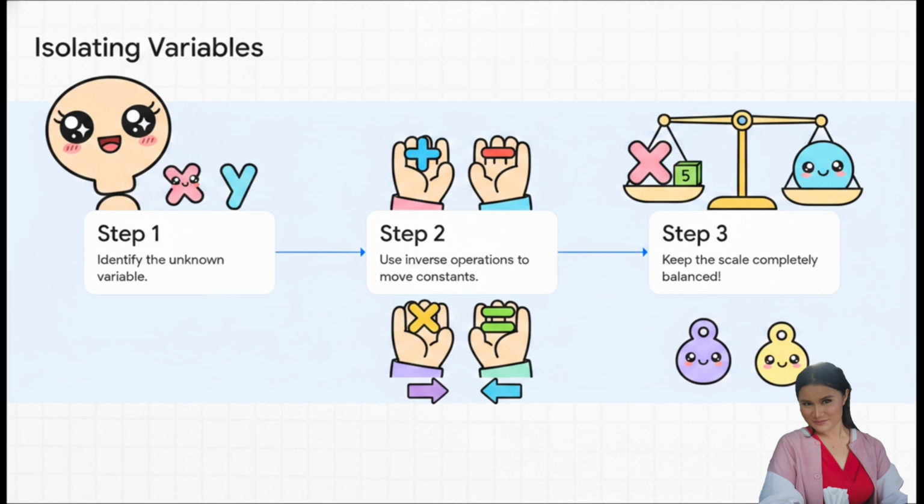Step 2, use inverse operations to move the constants. Basically, if a number is added to your variable, you subtract it. If it's multiplied, you divide it.